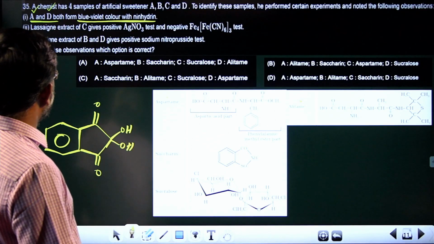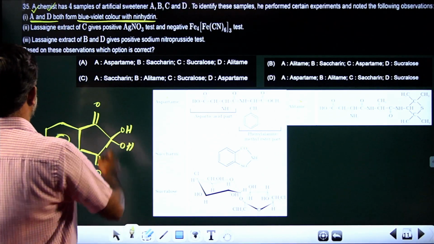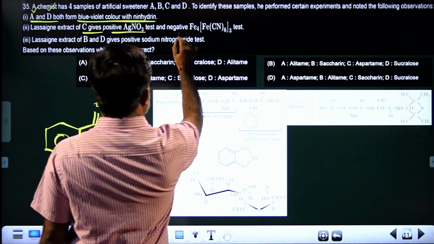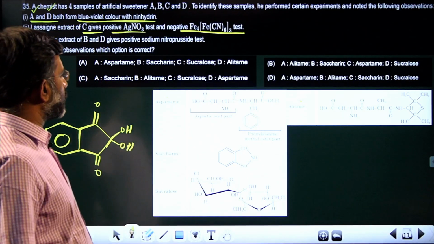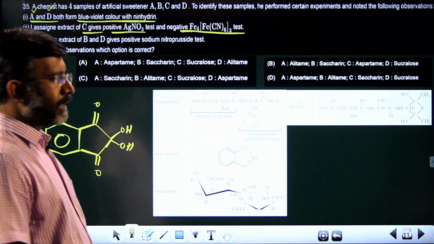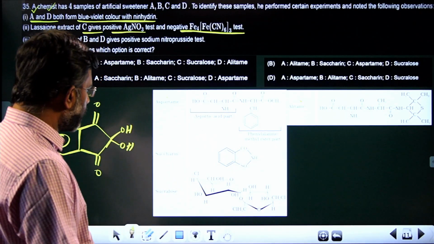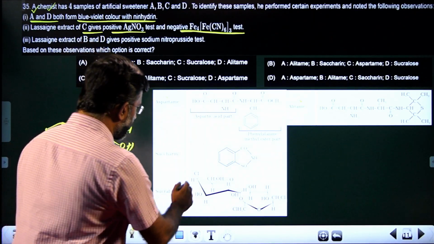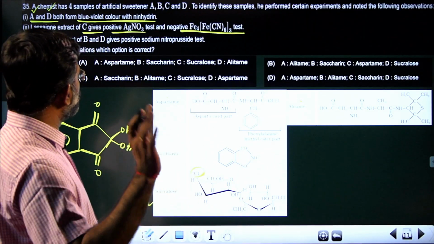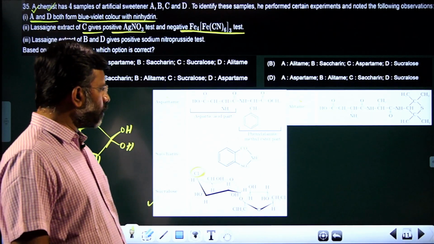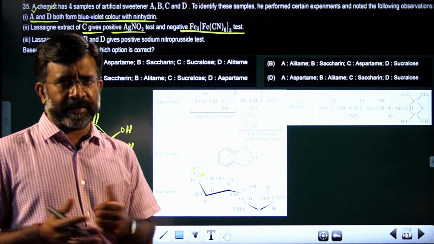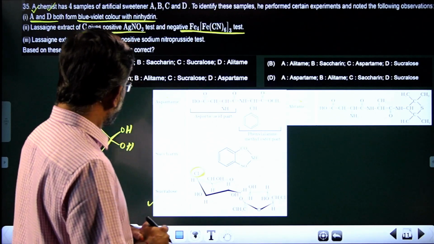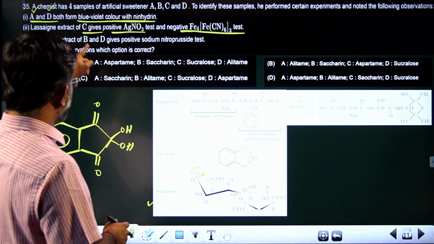Now, Lassaigne's extract of C gives a positive silver nitrate test, but a negative Prussian blue test. A positive silver nitrate test means it contains a halogen. Halogen containing, it could be sucralose. And it does not give the Prussian blue test. That means there is no nitrogen, no cyanide group. So, C could be sucralose.